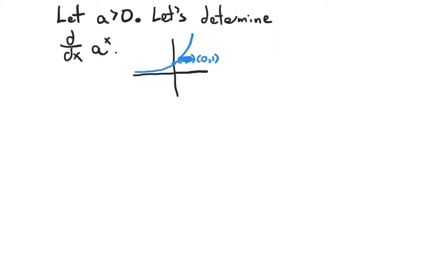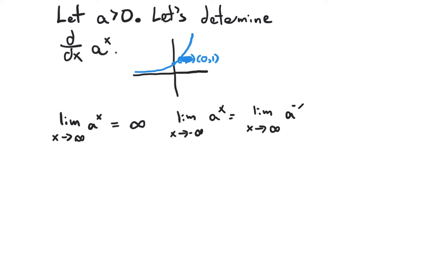And we can see here that the limit as x approaches infinity of a to the x, well, you get some number multiplied by itself infinity number of times, and this, of course, is infinity. And the limit as x approaches negative infinity of a to the x, well, we can rewrite that as the limit as x approaches infinity of a to the negative x, which is the same thing as 1 over a to the x.